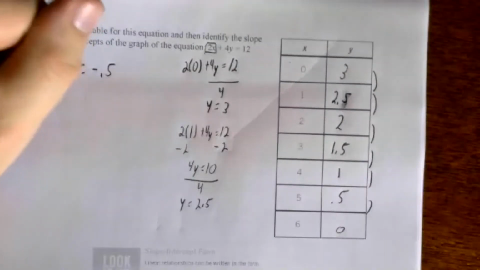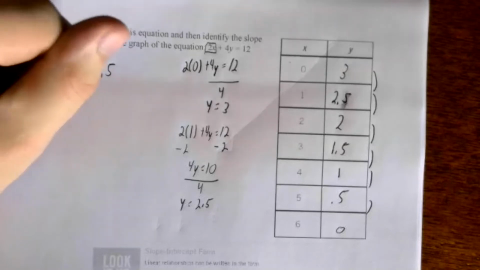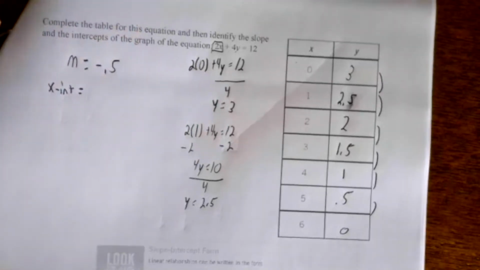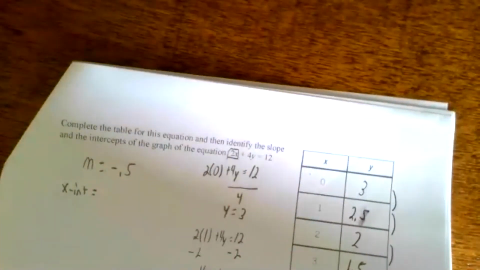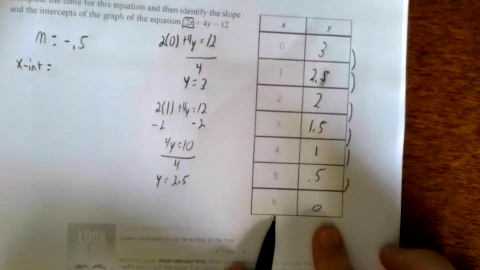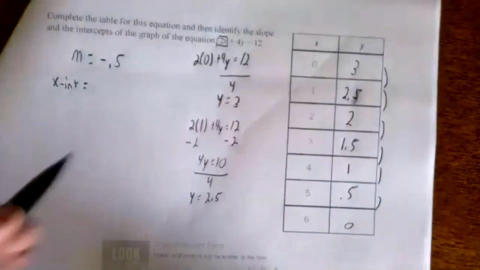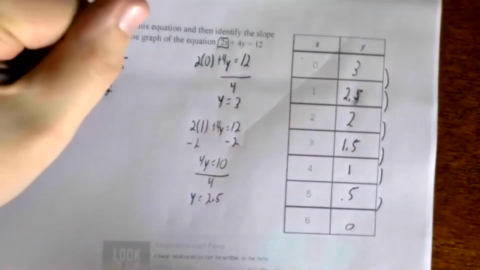Right? My x-intercept, remember, I have a y value of 0, right? Let me go back and look just to make sure. For my x-intercept, yeah, I have a y value of 0. So it looks like I have a y value of 0 down here, right? So my x value is 6. So my x-intercept is 6, 0.